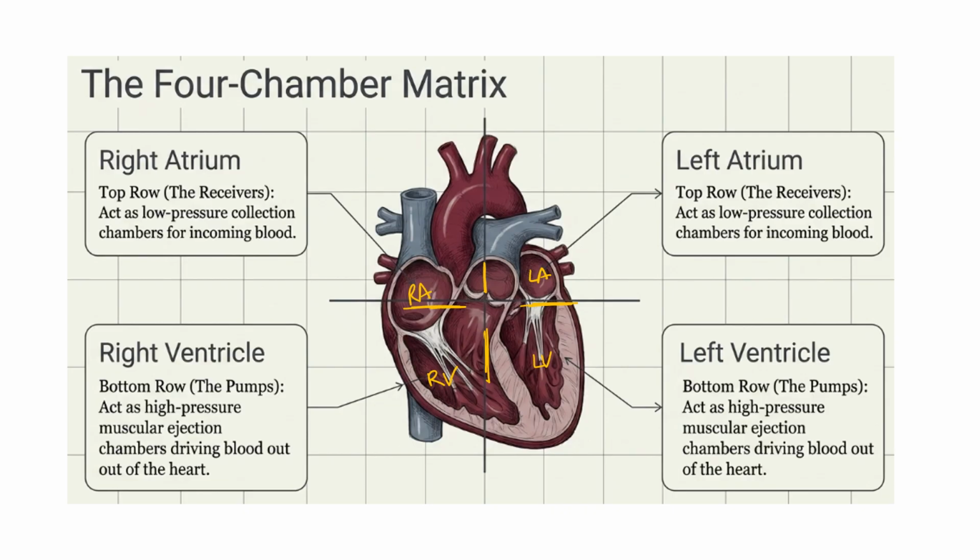Atria are always receiving chambers. Whether the right atria or left atria, they both are receiving chambers, so they have to receive the blood. They act as low pressure collection chambers only. Ventricles are the ones which have to pump the blood, and they have to pump at high pressure. So that's why ventricle walls will be thicker as compared to the atria walls, and they have to eject the blood with high pressure.